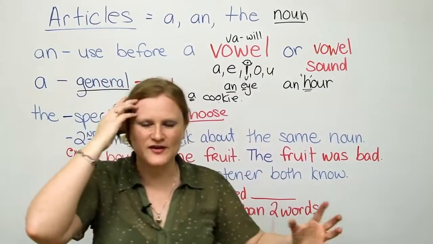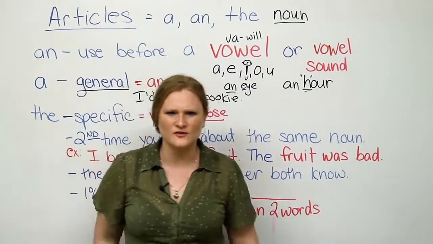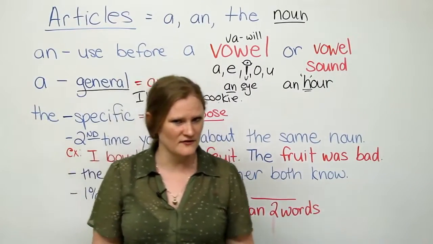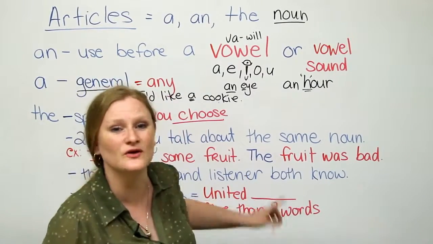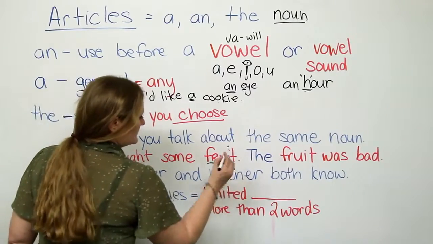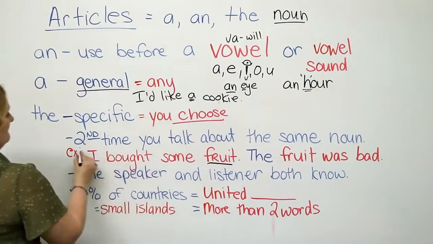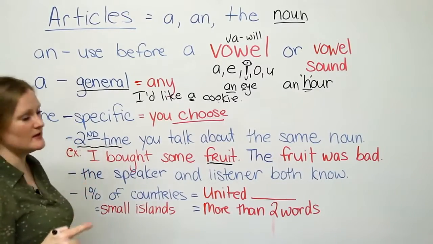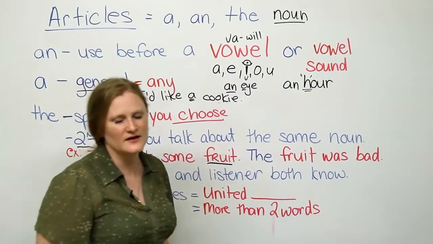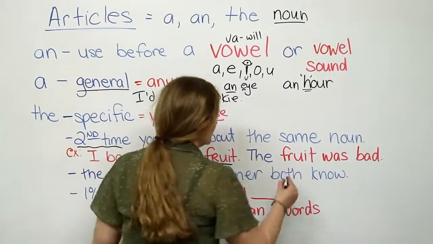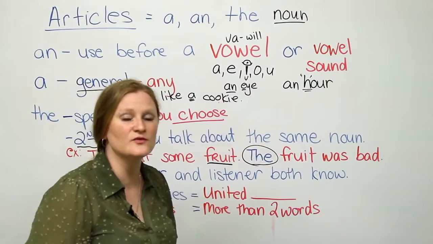But Ronnie, you just said if it's an uncountable noun, we don't use an article. What are you doing? Have you lost your mind? No, this is a grammar rule. The first time I talk about the fruit, I use no article because it's uncountable. But the second time I'm talking about the same noun, I have to. I don't know why, I just have to. It's a rule. So I have to say the fruit. The fruit was bad.